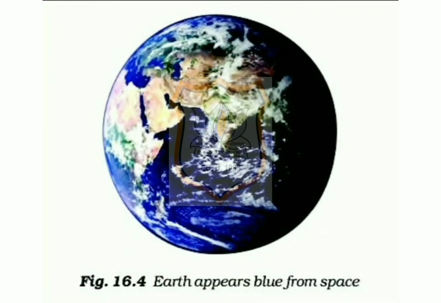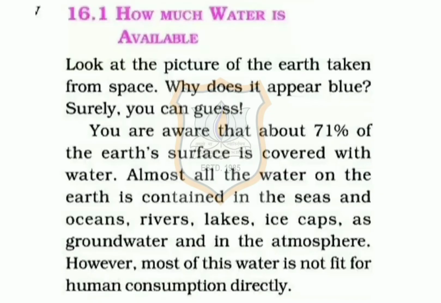Students, look at the picture of the earth taken from space. Why does it appear blue? Surely you can guess. You are aware that about 71% of the earth's surface is covered with water. Almost all the water on the earth is contained in the seas and oceans, rivers, lakes, ice caps, as groundwater and in the atmosphere. However, most of this water is not fit for human consumption directly.